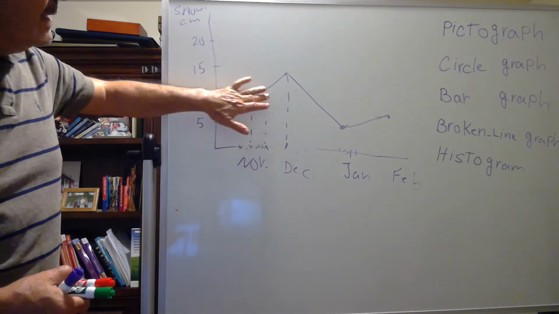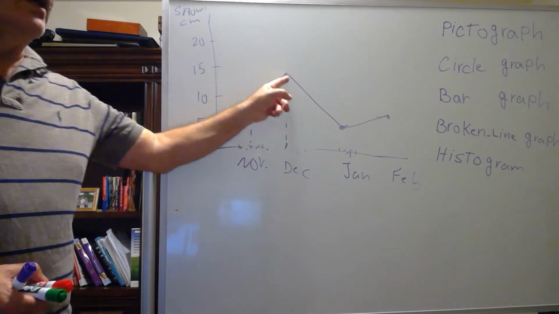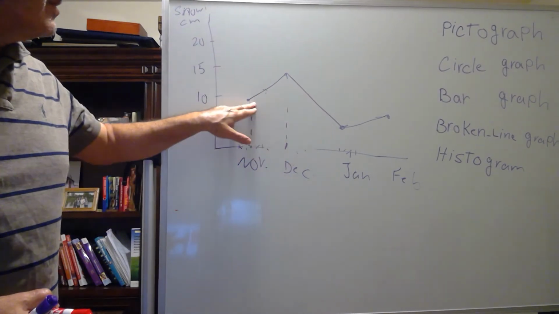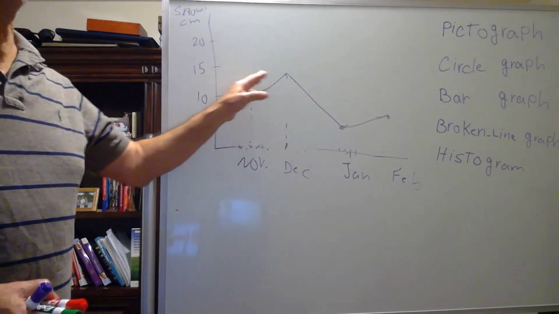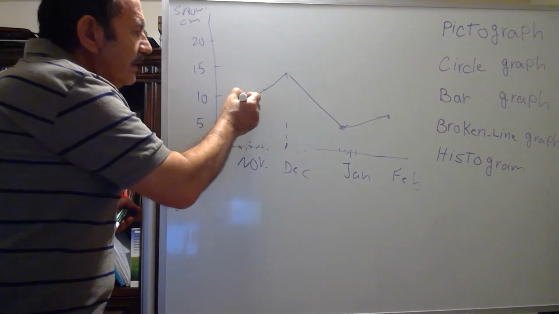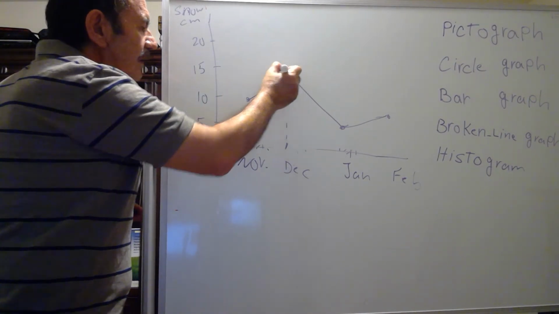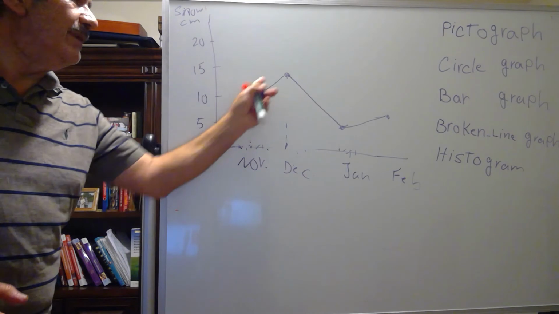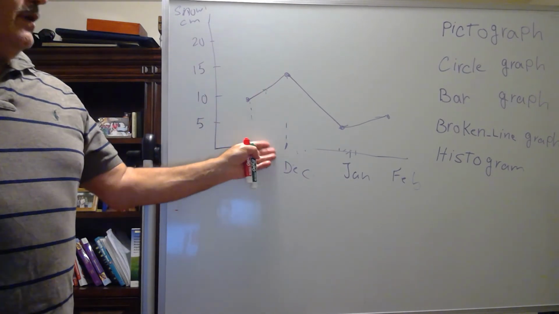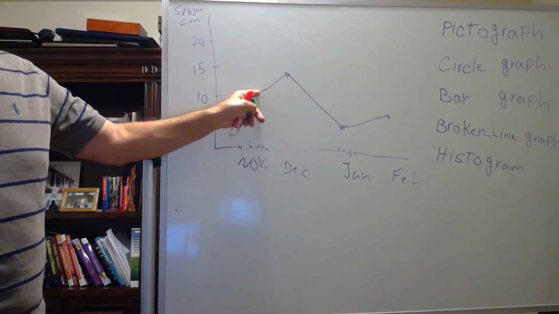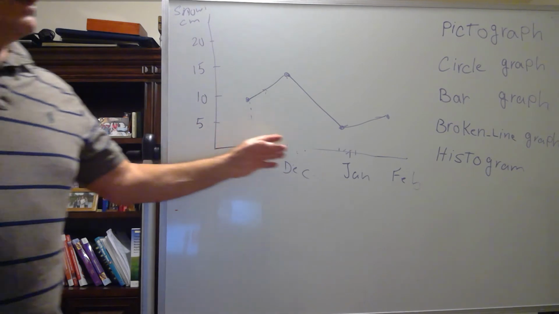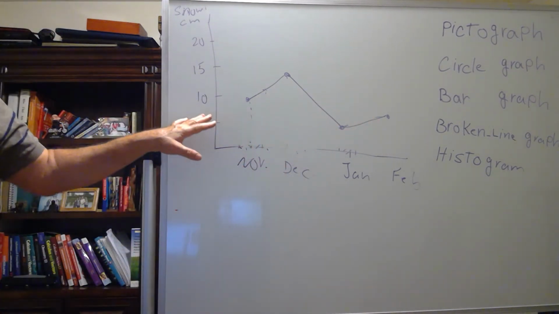The data exists only in the dot. This broken line is just for showing us the trend. There is no data between these points. We have data here and we have data here, 10 and 15. In the middle of these two, there is no data. Don't try to recognize or extract data between these two points. So again, we call this a broken line graph.